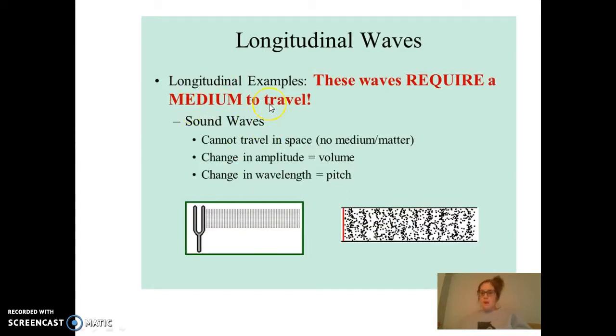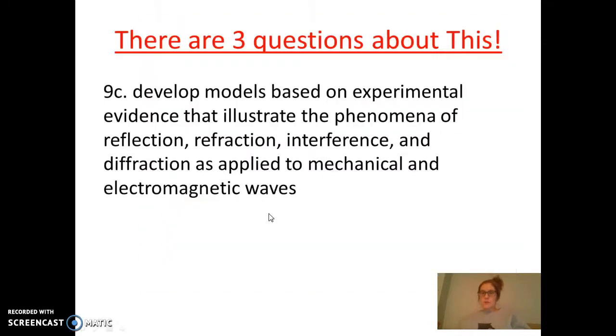Alright, we've already talked about this, but it's really important, so I'm saying it again. Longitudinal or compressional waves have to have a medium in order to travel. They cannot travel through outer space. If you change the amplitude of a sound wave, you're changing the volume. And if you change the wavelength or the frequency, then you are changing the pitch.